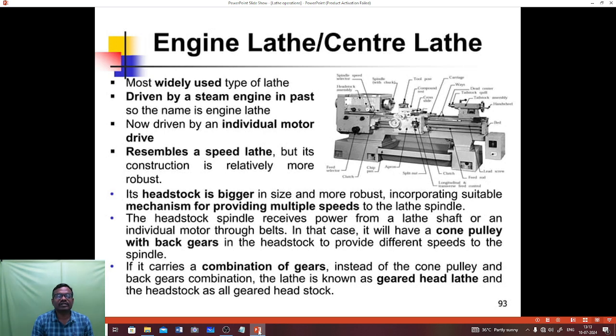The headstock spindle receives power from a lathe shaft or an individual motor through belts. In that case, it will have a cone pulley with back gears in the headstock to provide different speeds to the spindle.